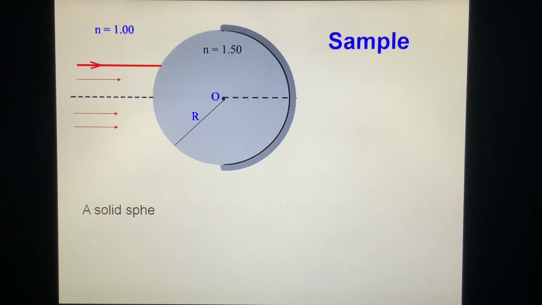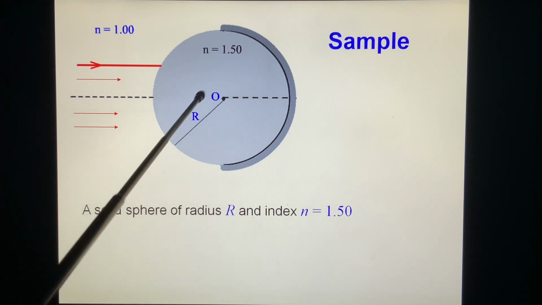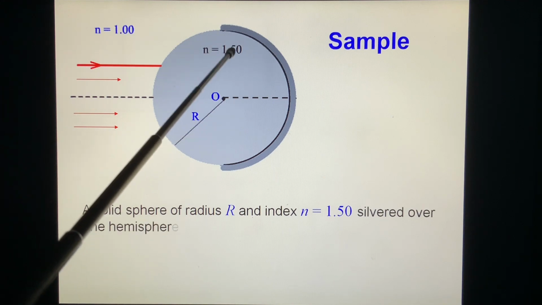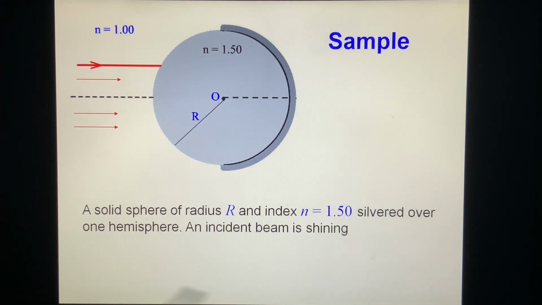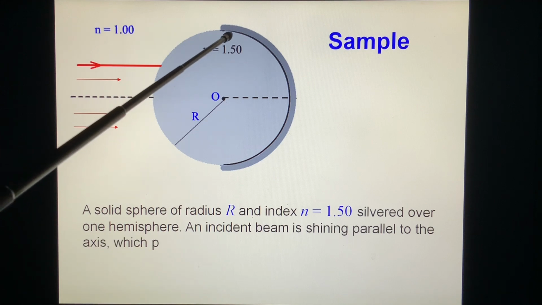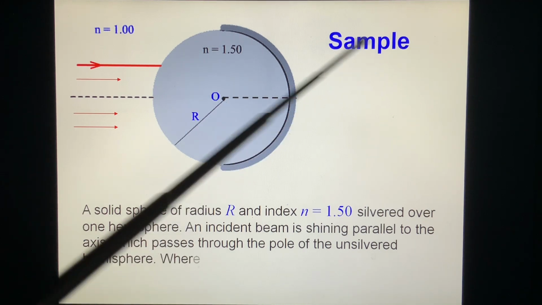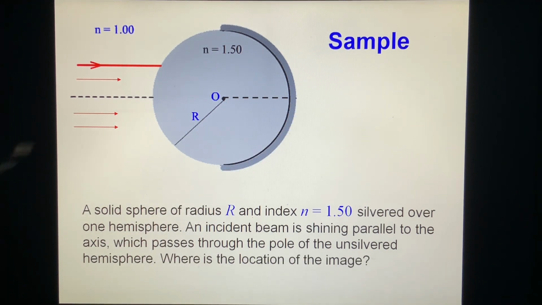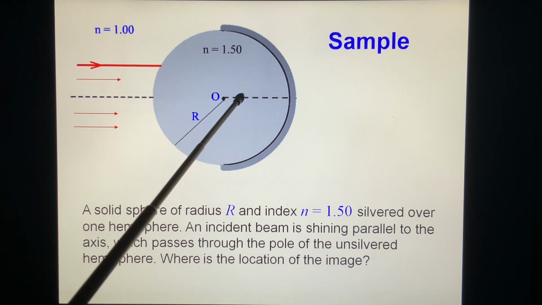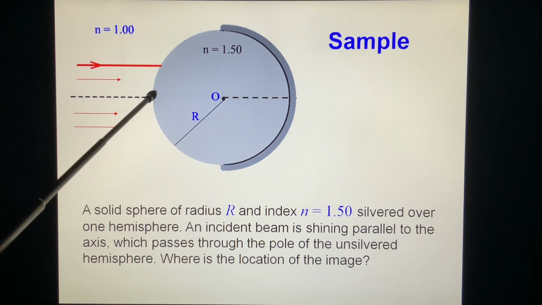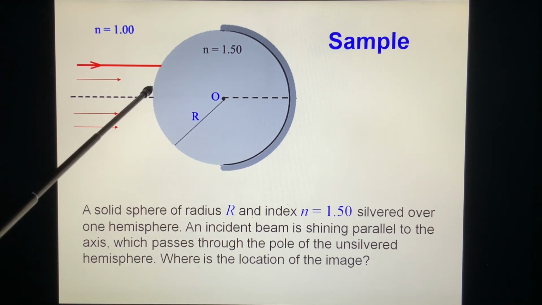Sample: a solid sphere of radius R and index 1.50, silvered over one hemisphere. This is the silver, which means the light reflects here and cannot go through. An incident beam is shining parallel to the axis, which passes through the pole of the unsilvered hemisphere.